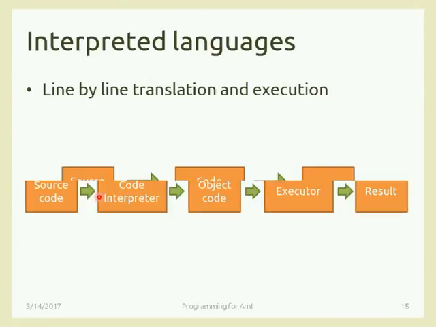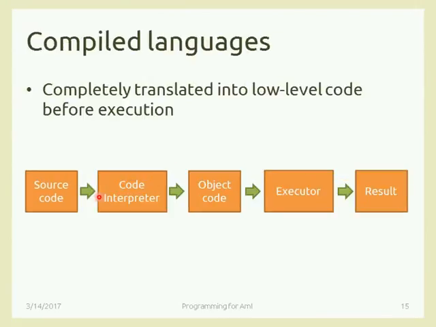A compiled language, instead, is completely translated into low-level code before the execution. So you always have a source code in some places. This source code is compiled into an object executable file, and then you act on this executable file, so you can take this executable file and move it to different platforms and just execute it without having the C compiler or the source code available on each computer where you execute the program.